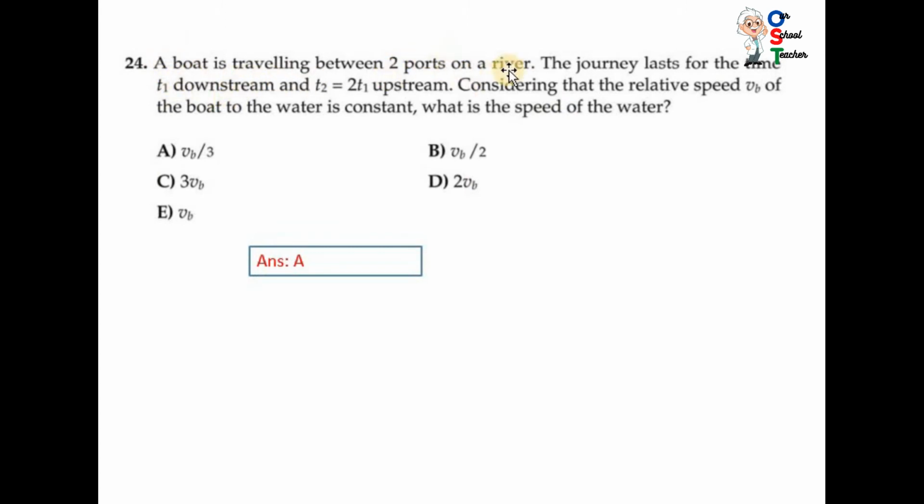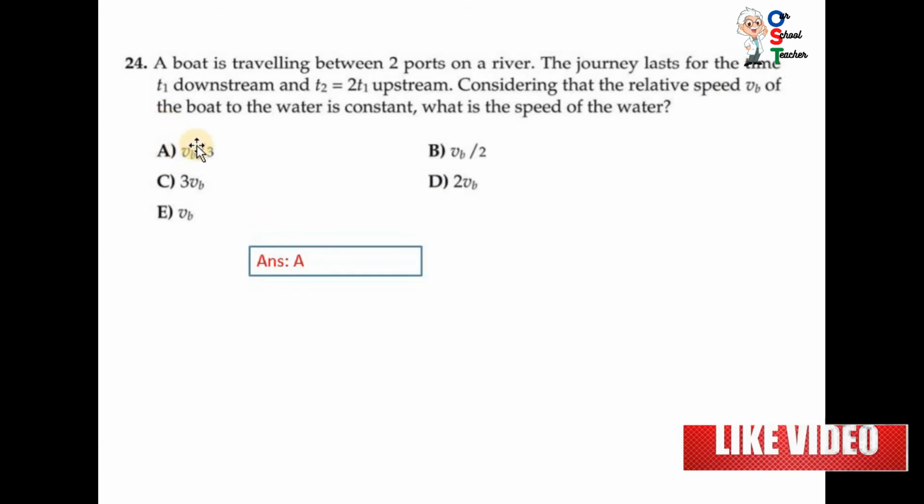Now question number 24. A boat is traveling between two ports on a river. The journey lasts for the time T1 downstream, 2T1 upstream. Considering that the velocity V of the boat relative to the water is constant, what is the speed of the water? Actually, when you use this formula, instead of T1 you just write 2T1, 2T1 plus 1, so it will be 3 when you divide by 3. So water speed is equal to the velocity of the boat divided by 3. So this will be the correct answer.